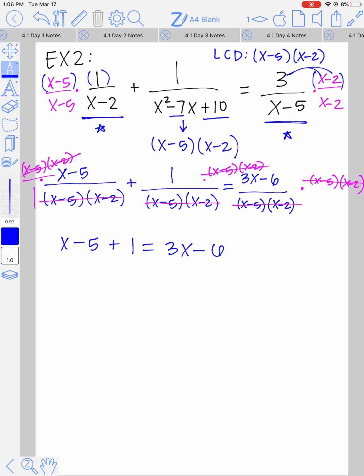Okay, again, we're just solving a simple equation now, and we just want to get all the x's on one side and all the constants on the other side. So I'm going to subtract x on both sides. It's going to cancel out on that side. And I'm going to add 6 to both sides as well, and it's going to cancel out on the right side. So on the left side, I have negative 5 plus 1 plus 6, and that is going to give me just positive 2.